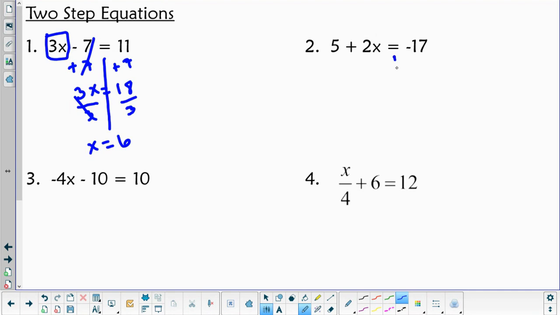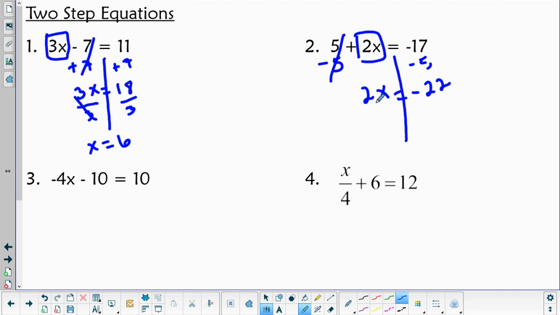All right, let's look at number 2. I'm going to start the same way. I can't touch the 2 yet because that's connected really close to the x, so I have to move the 5. 5 is positive, so the inverse would be to subtract 5. Okay, so 2x can come down. -17 minus 5 is going to be negative. And then you got to think 17 plus 5, 22.